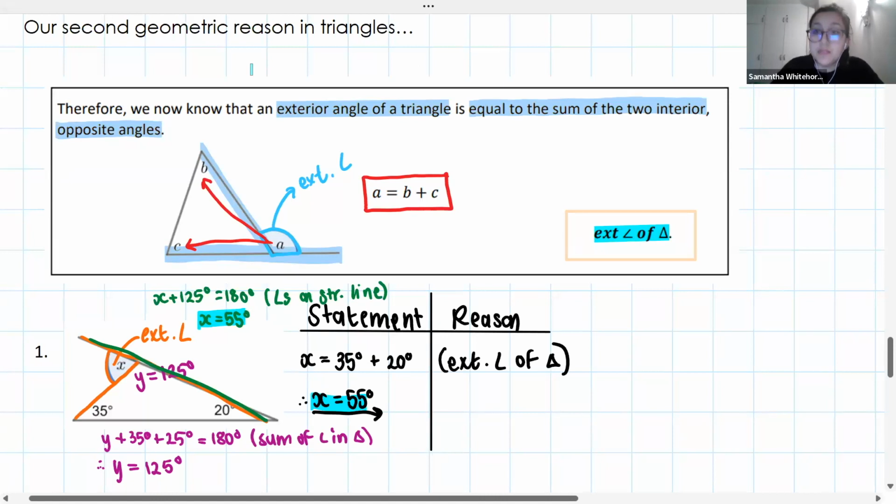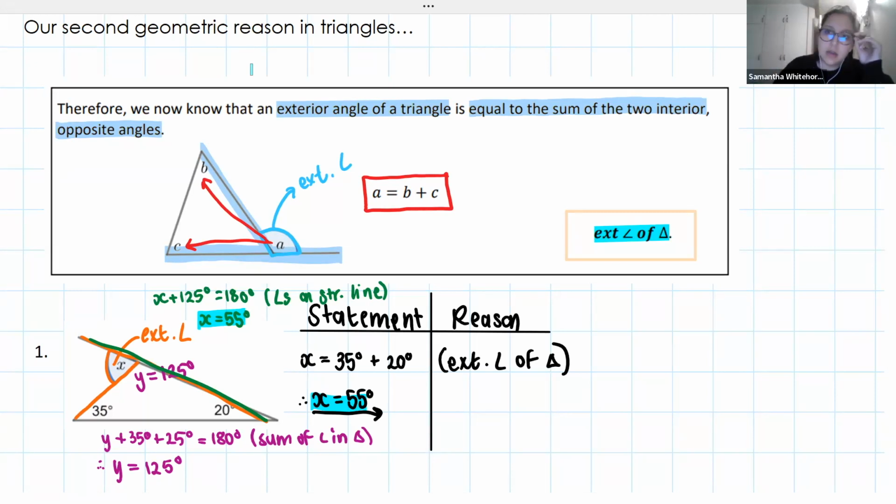So I'm proving to you that we can just add together the two opposite angles. I'm showing you a longer way that you could have answered this question. But guys, don't do the longer way. We have a shortcut, i.e. use exterior angles of a triangle.